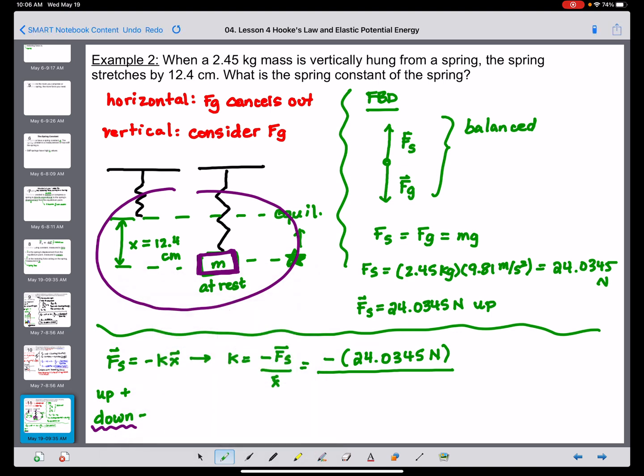So here we're going to plug in negative 12.4, but remember we don't want to work in centimeters, so actually we'll write 0.124 so that we can have it in meters. And then now our negatives cancel out there and we get 193.82 newtons per meter. And so to 3 significant digits, we get 194 newtons per meter.